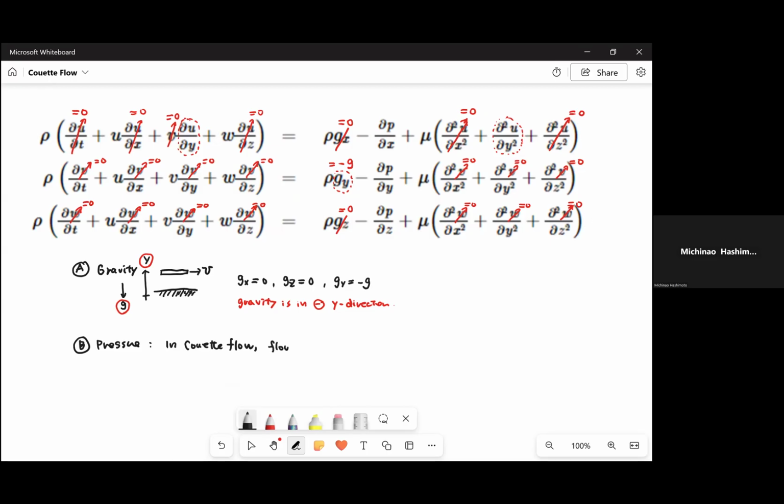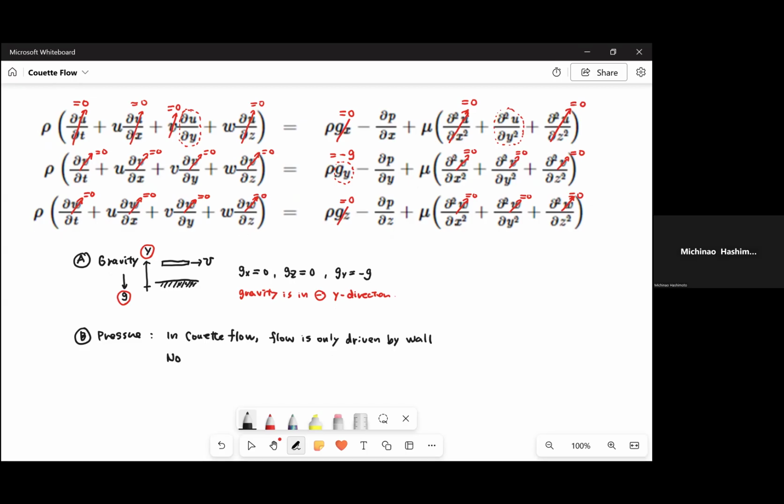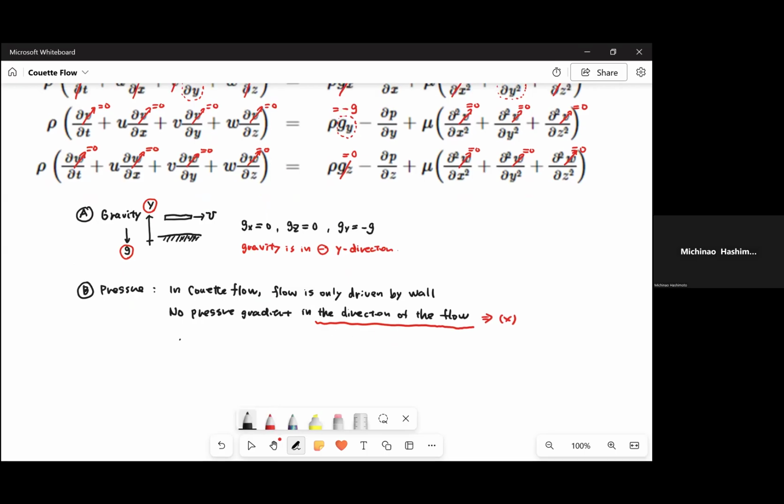Flow is only driven by the wall. So really no component. This tells you there is no pressure gradient in the direction of the flow. The direction of the flow that we have in this particular system is the x direction. So this argument tells us that the pressure gradient along x, dp/dx, must equal 0.